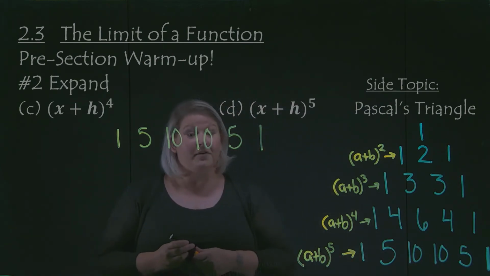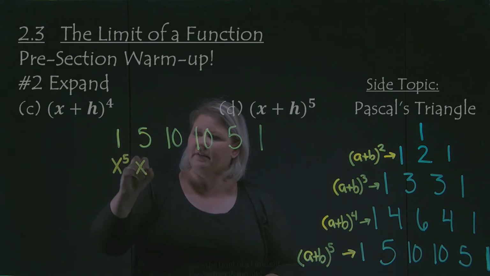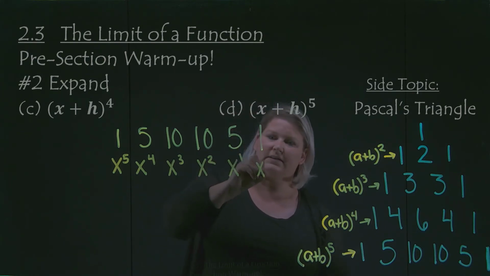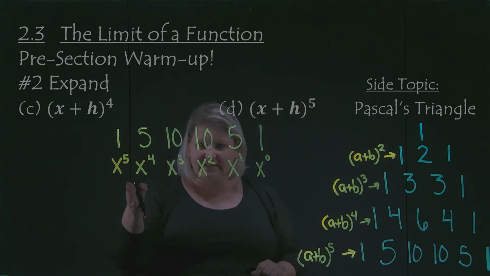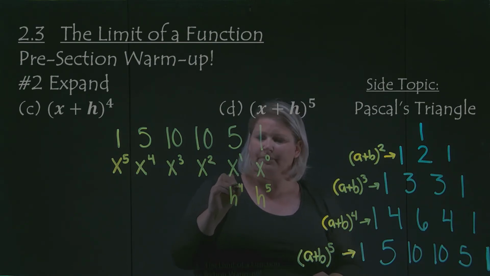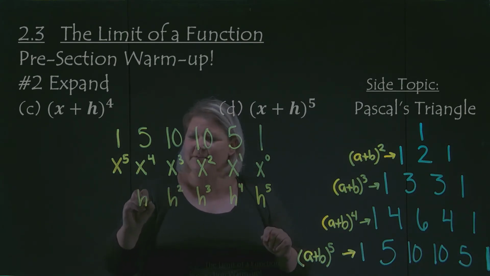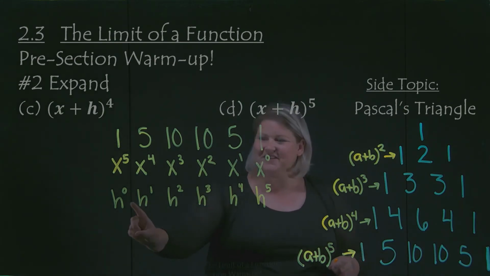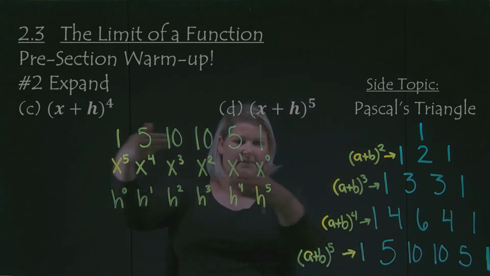So remember, I'm starting off with x first. So I'm going to have x to the 5th, to the 4th, to the 3rd, squared, 1st, and 0. Then I've got h. You can either start at 0 and count up, or you can start high and count down. The only reason why I show students to count down all the time instead of counting up is because if you count up, students often forget to start at h equals 0. So fill them in that way.